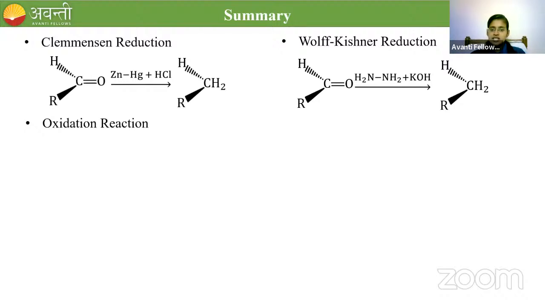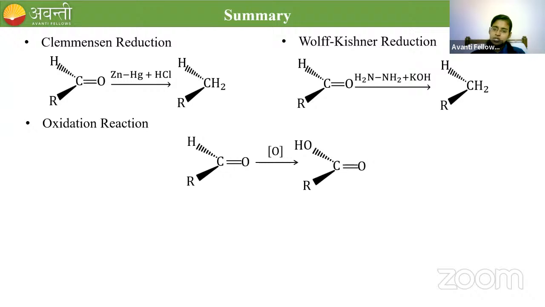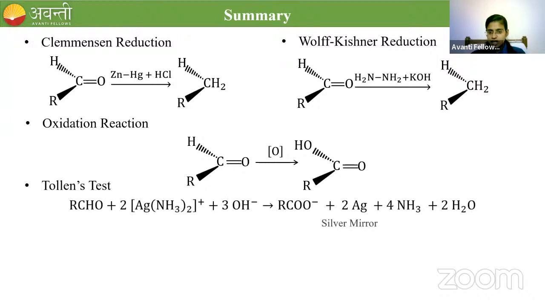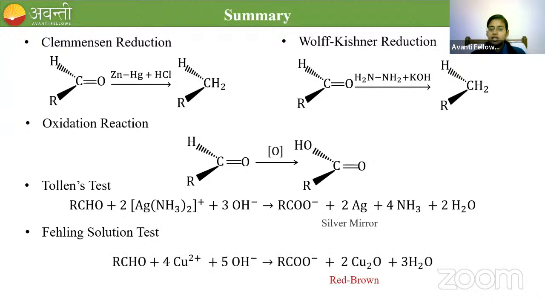The third reaction is oxidation. Aldehydes are oxidized to carboxylic acids. Ketones are also oxidized to carboxylic acids. And there were two tests. One is Tollens test, in which we use ammoniacal silver nitrate solution, and if there is a silver mirror, then it is an aldehyde. Both aliphatic and aromatic will respond to this. But the second one, only aliphatic aldehydes will respond, and it will give a red-brown precipitate. The deep blue colored copper solution is called Fehling solution. So this is what we have studied so far.